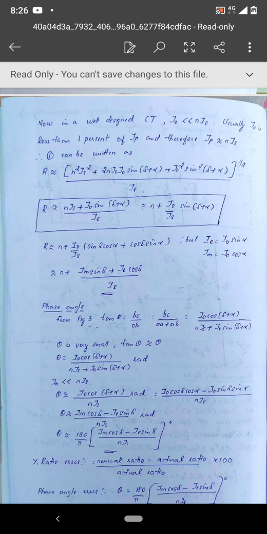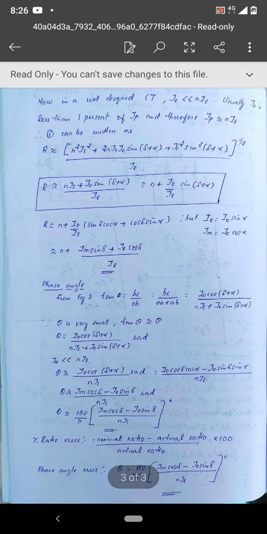If you want to convert that from radians into degrees, you simply multiply the whole thing by 180 degrees by pi. Ratio error is nothing but nominal ratio minus actual ratio, divided by actual ratio. Nominal ratio is Kn, that is, rated primary current to rated secondary current; I already gave this in the materials. Actual ratio is what we have found now, that is capital R. So it is Kn minus capital R divided by capital R, and if you want to express it as a percentage, multiply by 100. That is the ratio error. Phase angle theta itself is the phase angle error, so whatever we found earlier is nothing but the phase angle error.